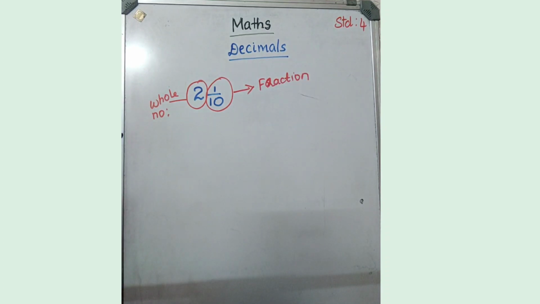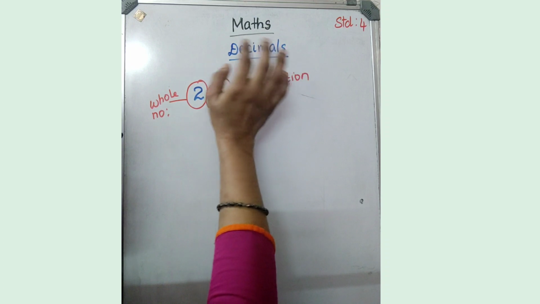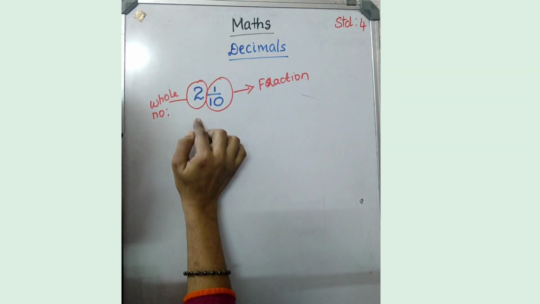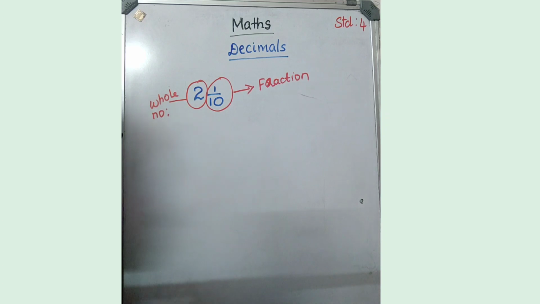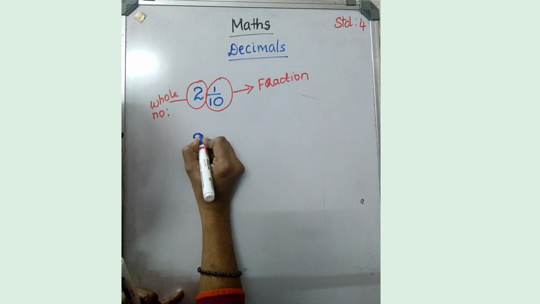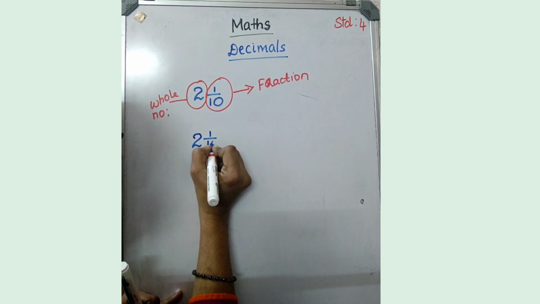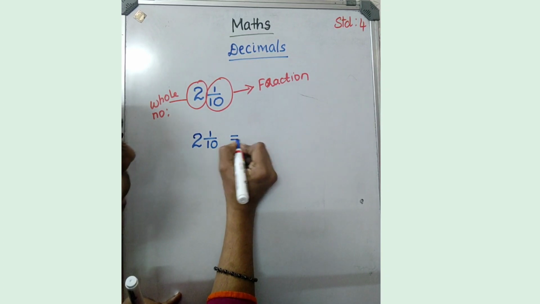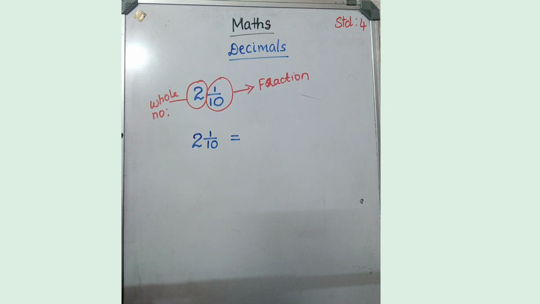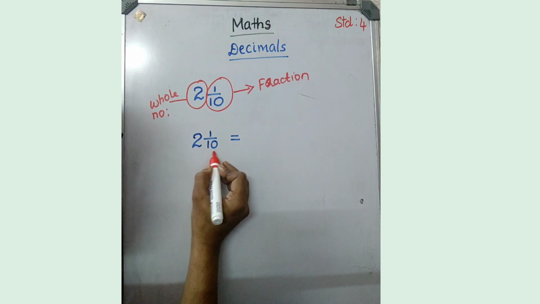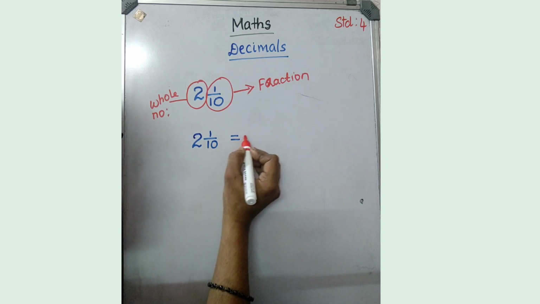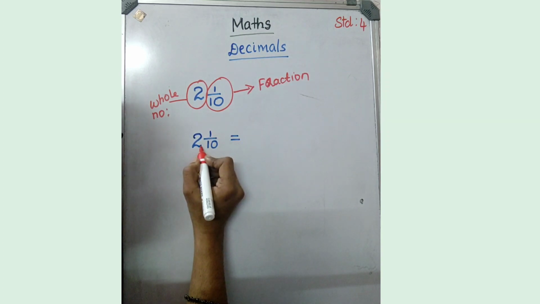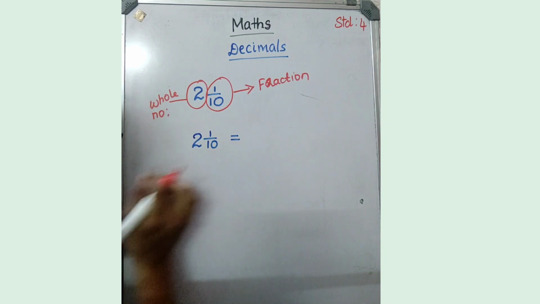This is a fraction, and we have to convert this mixed number into a decimal number. How will you convert? We know that for a decimal number also there is a whole number part and a decimal part. To convert this mixed number to a decimal number, here is the whole number part, and this is the fraction part.